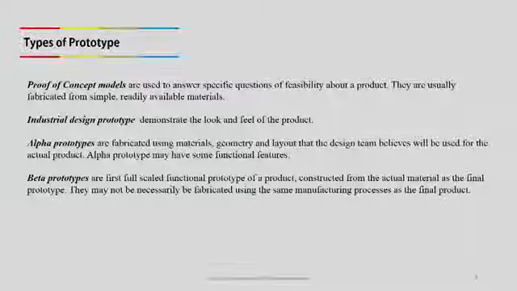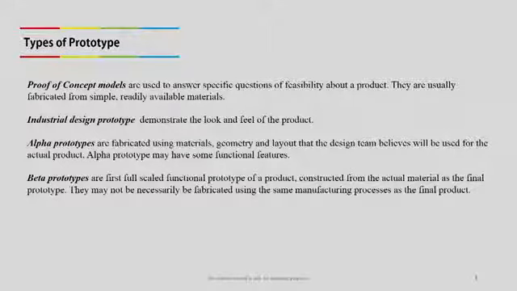Next is industrial design prototype. The main objective of an industrial design prototype is to showcase the look and feel of the product. Next comes alpha prototype. Alpha prototypes are fabricated using materials, geometry and layout that the design team believes will be used for the actual product. An alpha prototype may have some functional features.